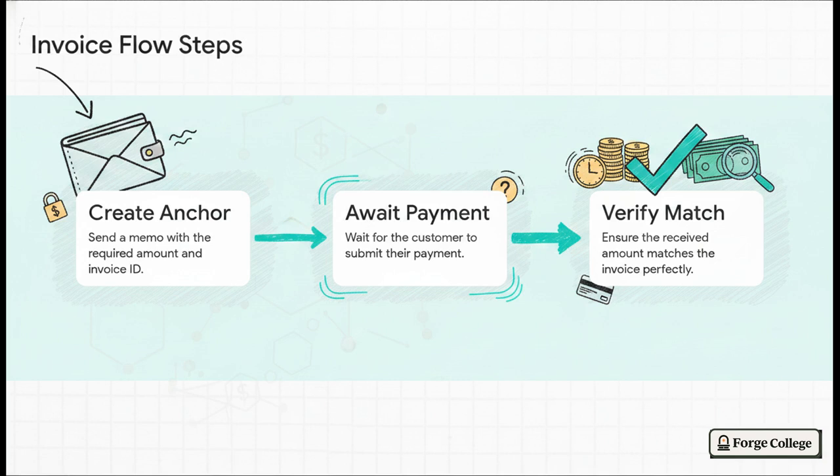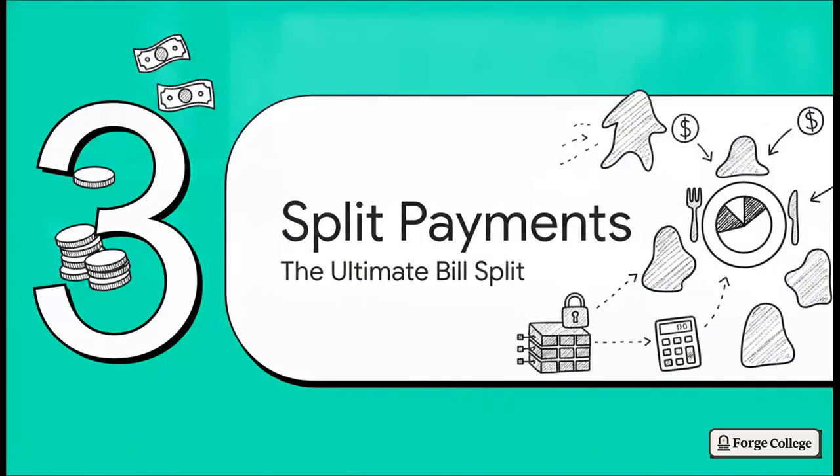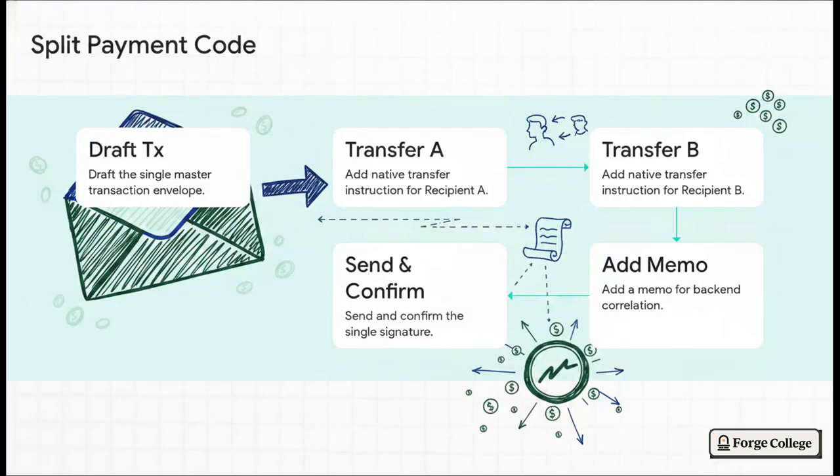It's super clean. Which brings us to section 3, building split payments, the ultimate bill split. Look, we all have that one friend who mysteriously forgets their wallet when it's time to pay their fair share of the dinner bill, right? Well, on-chain, we can actually enforce the math directly so that doesn't happen. Here's the exact code flow for ensuring everyone gets their exact cut simultaneously.